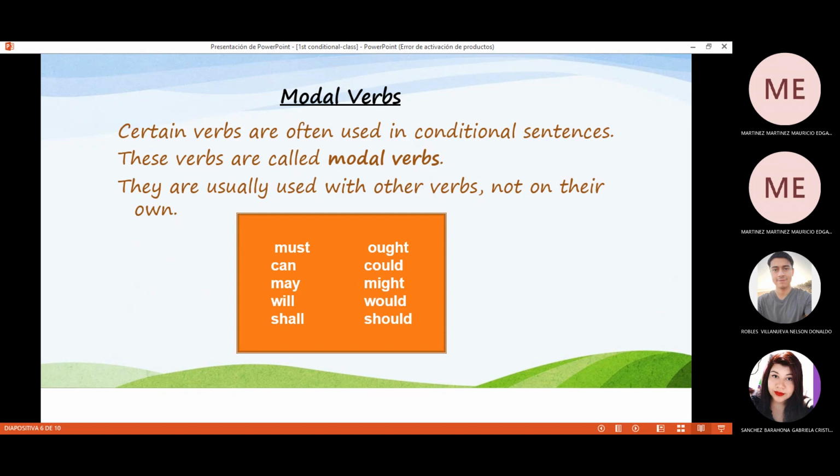In this slide, as you can see, it says modal verbs. Modal verbs are often used in conditional sentences. They are usually used with other verbs, not on their own. That means we cannot use two modal verbs in the same sentence. It must contain just one modal verb, which could be must, can, may, will, shall, and finally should. Let's see how we can use it.